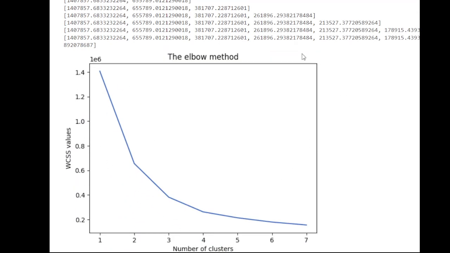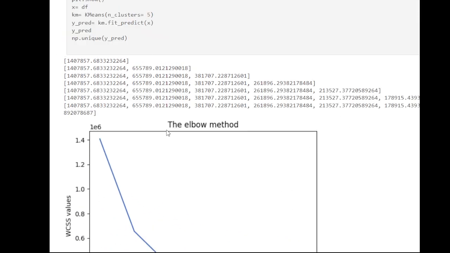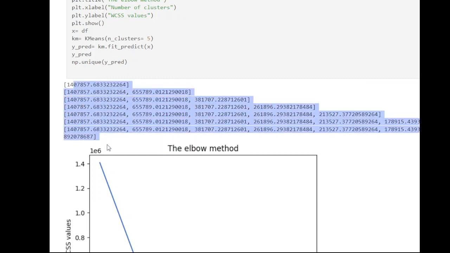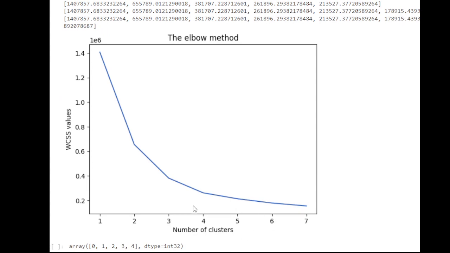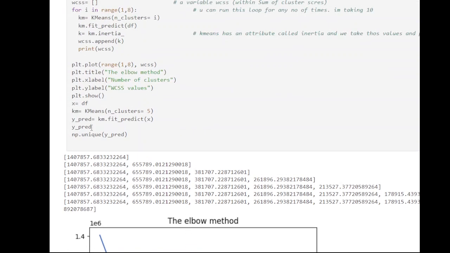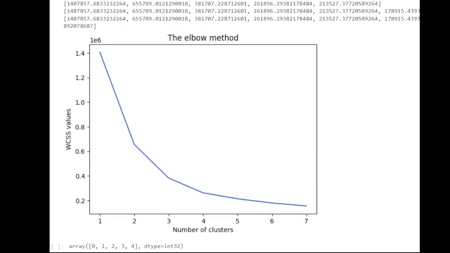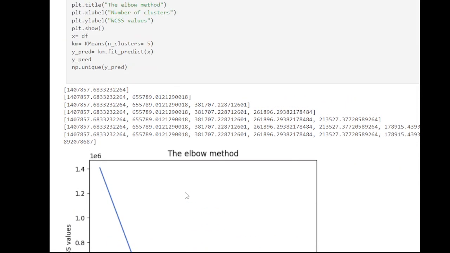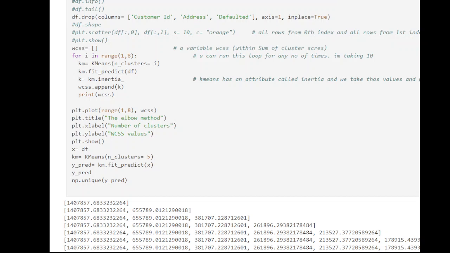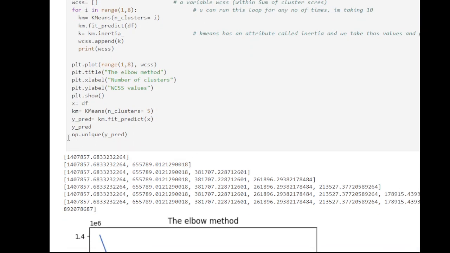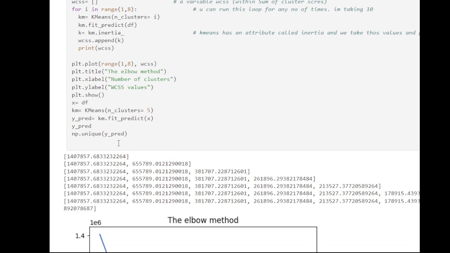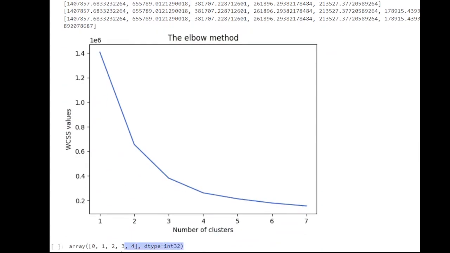And finally, here you can see this was the prediction value, and these were the values, and finally we get a plot of points. And np.unique values would be set here in an array.